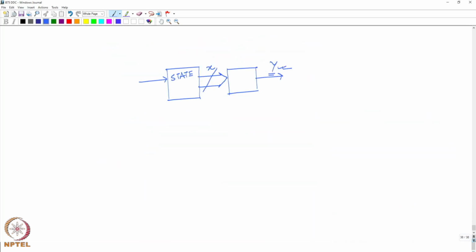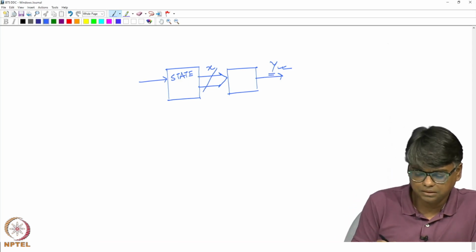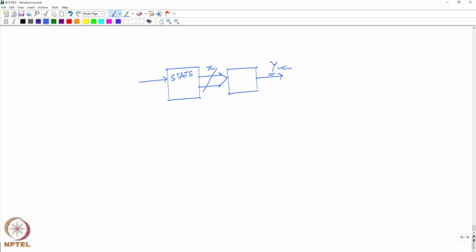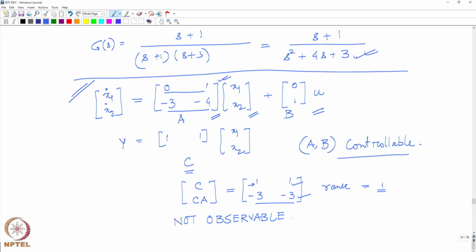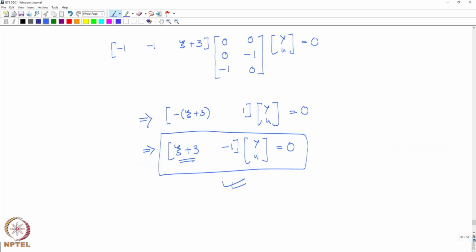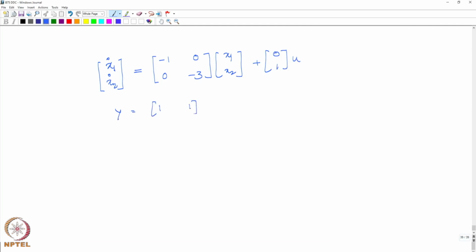Now, contrast this situation with another state space representation of the same system, but now I assume that it is not controllable, but rather observable. How to make sure that this is the case? Well, I can just factorize these two. Look at the state space representation, the A matrix has one eigenvalue at -1, another eigenvalue at -3. So, what if I obtain a diagonal representation? Suppose this is my starting point: x1 dot, x2 dot is equal to -1 0 0 -3 times x1 x2, plus 0 1 times u, and y is equal to, like before, 1 1 times x1 x2.